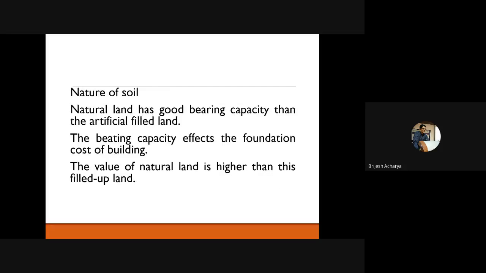Nature of the soil also plays a very important role. Natural land has better bearing capacity than artificial land. The bearing capacity affects the foundation cost of the building, and the value of natural land is higher than filled up land. So if the bearing capacity of the soil is good, then definitely the value of the land will be more than that of land which has filled up soil.